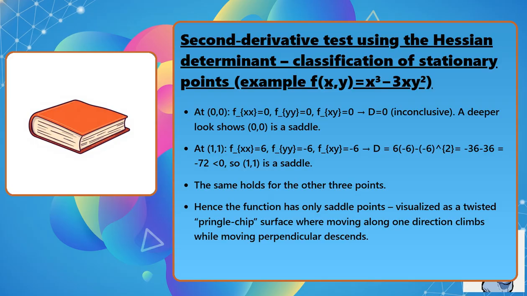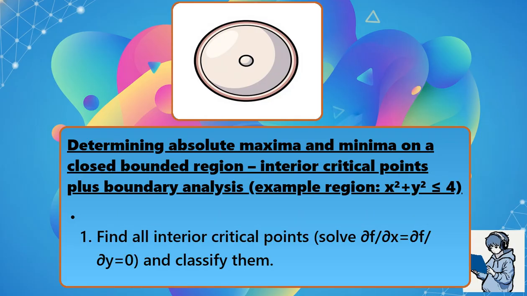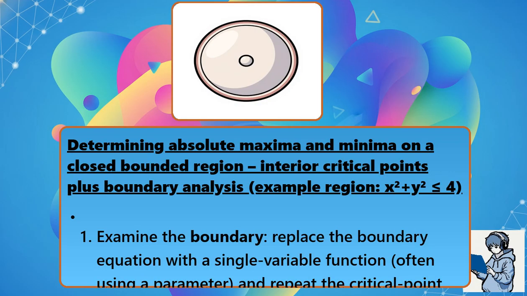while moving perpendicular descends. When the domain is a closed and bounded set, think of a sealed container. A continuous function must attain both a largest and a smallest value somewhere inside the container. Step 1. Find all interior critical points. Solve partial f partial x equals 0 and partial f partial y equals 0 and classify them. Step 2. Examine the boundary.